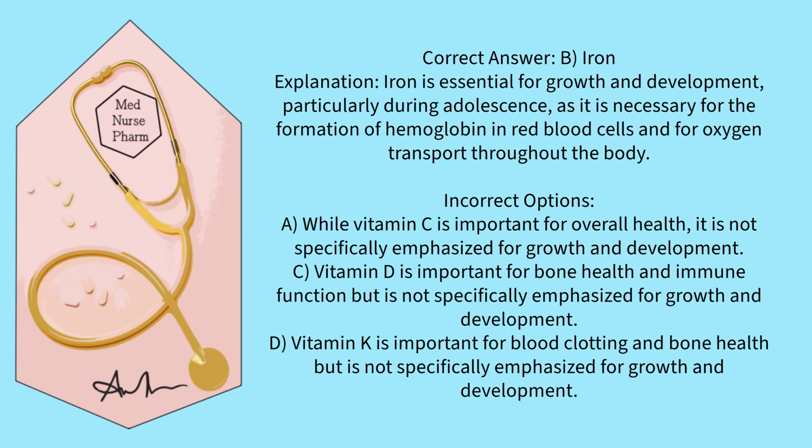If you chose option B, you are correct. Iron. Iron is essential for growth and development, particularly during adolescence, as it is necessary for the formation of hemoglobin and red blood cells and for oxygen transport throughout the body.